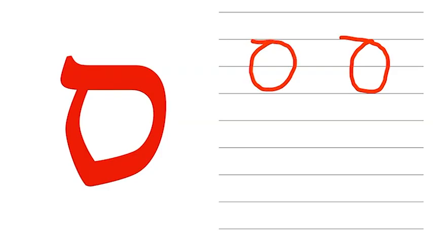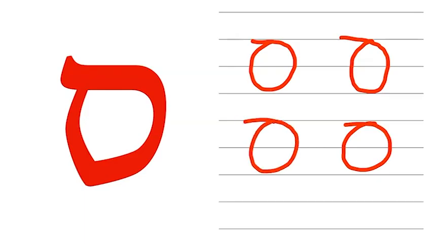The samekh. The samekh looks like a backwards sigma. What it is, it's a big circle with a little hat. Two more examples. Big circle, give it the hat, and big circle, and give it the hat. The samekh looks like a backwards sigma if you've had Greek.